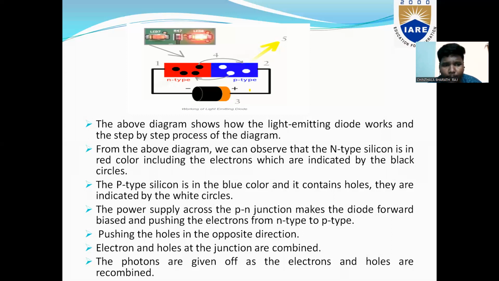which are indicated by the black circles. The black circles indicate the electrons, and red is N-type. The P-type silicon is in blue color, and it contains holes also. They are indicated by white circles. The power supply across the PN junction makes the diode forward biased and pushes the electrons from N-type to P-type. You can observe in the diagram that it is pushing from N-type to P-type. It pushes holes in the opposite direction. The holes are pushed in the opposite direction, and electrons and holes at the junction are combined. The photons are given off as electrons and holes recombine.